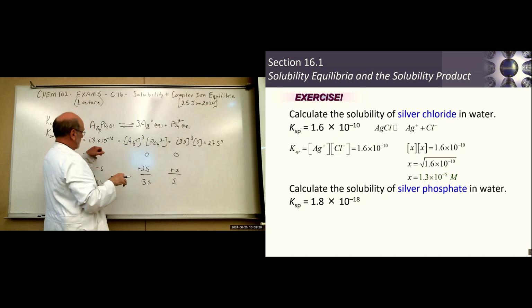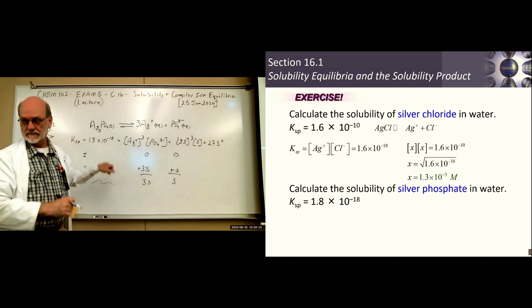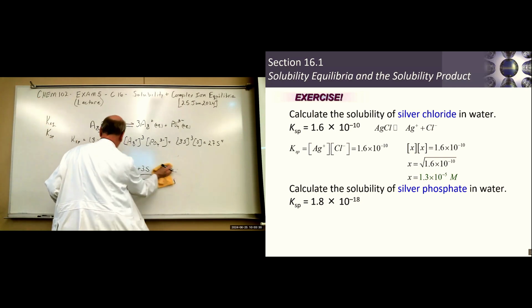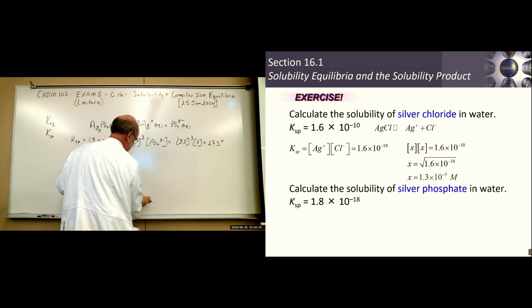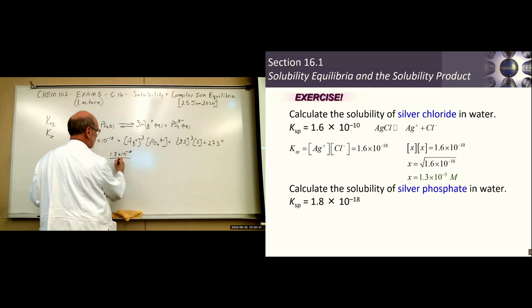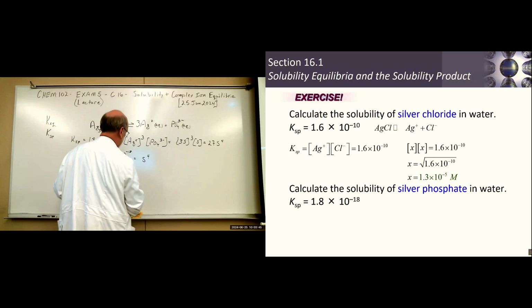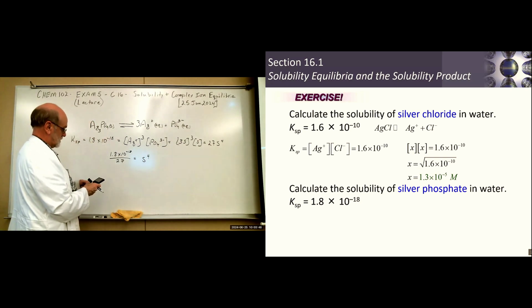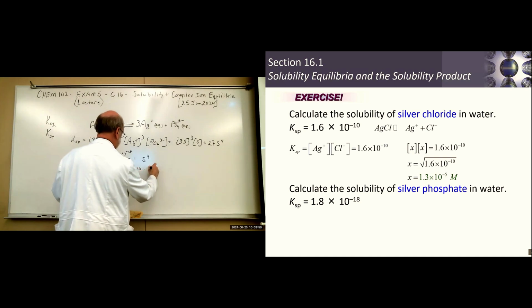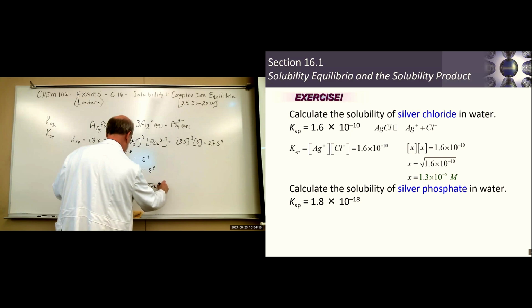So now to find S, we divide both sides by 27. Let's make some room. Let's take it step by step for this first one. All right, so this is going to be 1.8 times 10 to the minus 18 divided by 27 equals S to the 4th power. All right, so 1.8 divided by 27 is 6.667 times 10 to the minus 20 equals S to the 4th power. So S is going to be the 4th root of 6.667 times 10 to the minus 20.